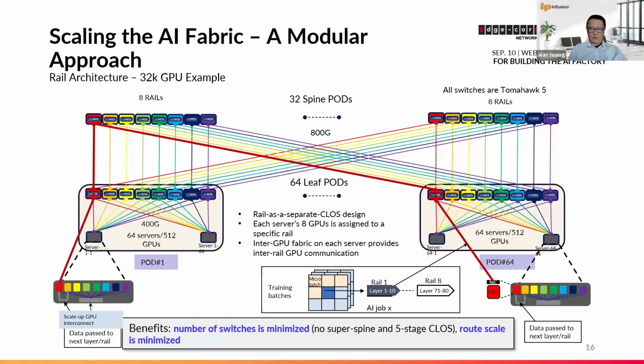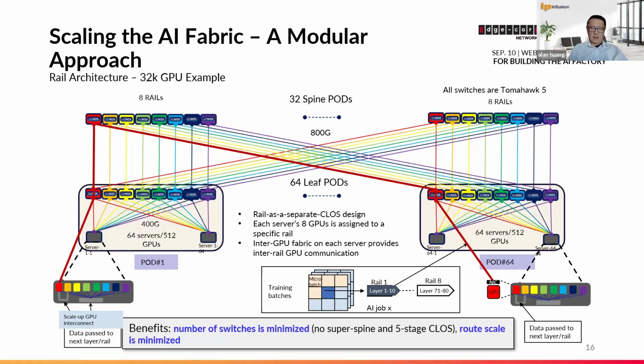So it offers two key benefits. The first, if you have noticed, there's no super spine layer. That is purposely so. The whole rail architecture consists of disjoint, independent closed networks with no super spine interconnect. And that way, you can minimize the number of switches required.